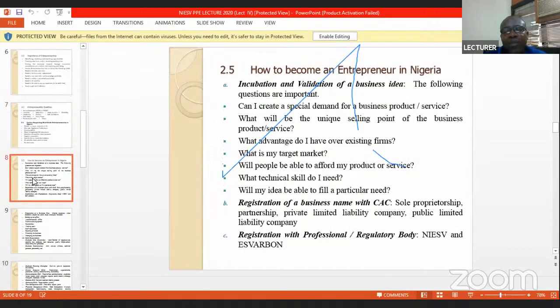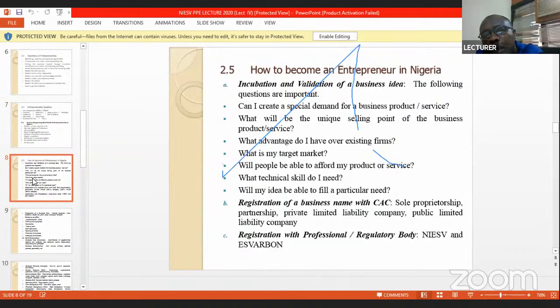How to become an entrepreneur in Nigeria? To become an entrepreneur in Nigeria, there are quite a number of things that must come to your mind. Number one, you must come up with a business idea. Incubation and validation of a business idea.